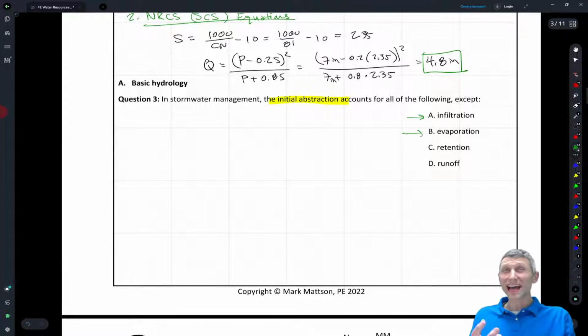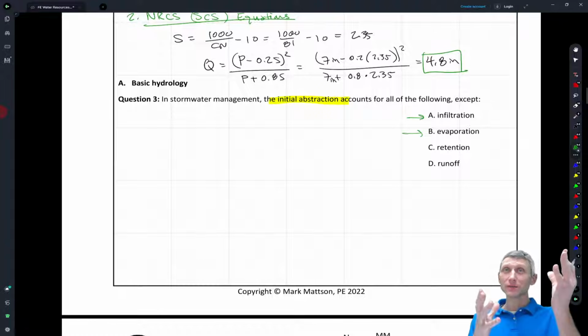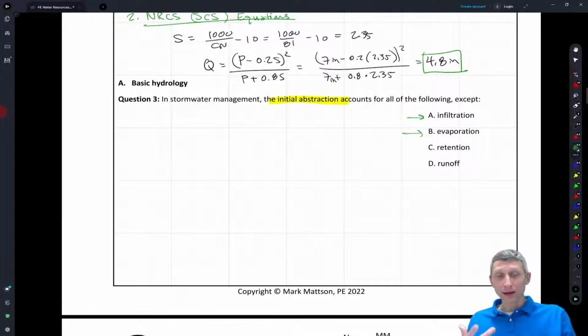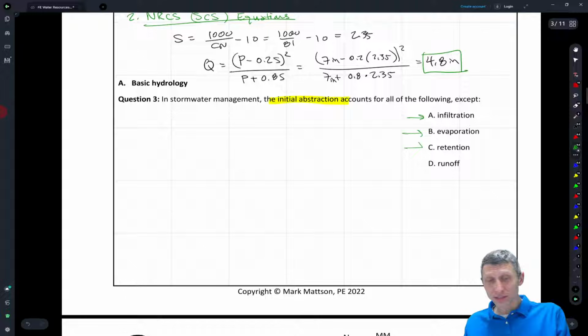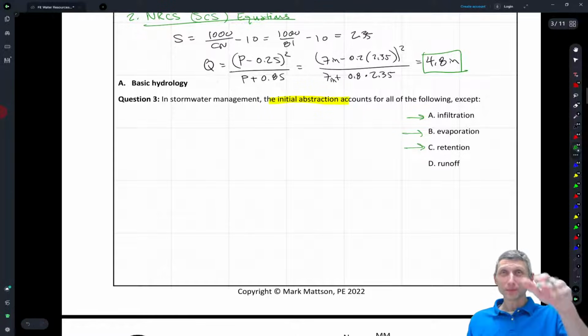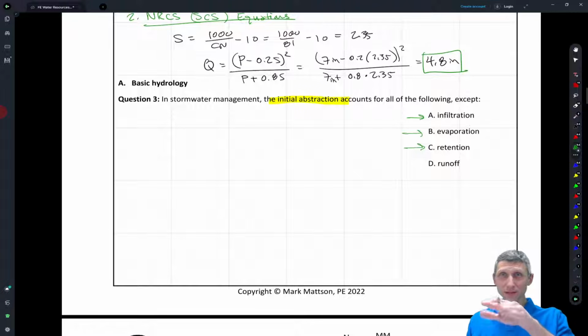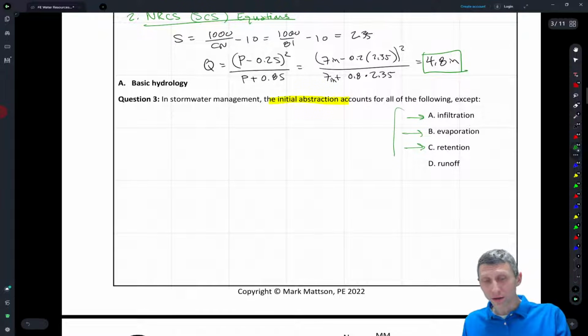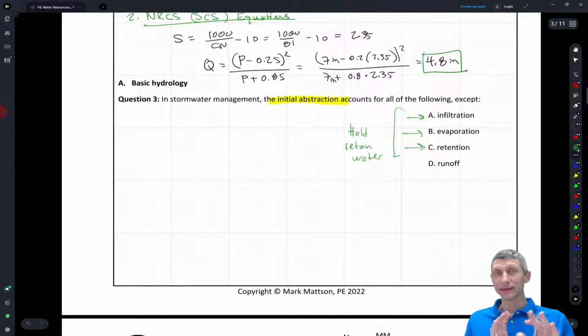Evaporation, right? You have a really hot surface, you hit it, you're going to get some evaporation right away. Okay, retention. Again, you've got little pockets and divots, even in asphalt, that are going to hold on to water. So these all hold or retain water. That all accounts for part of your initial abstraction.